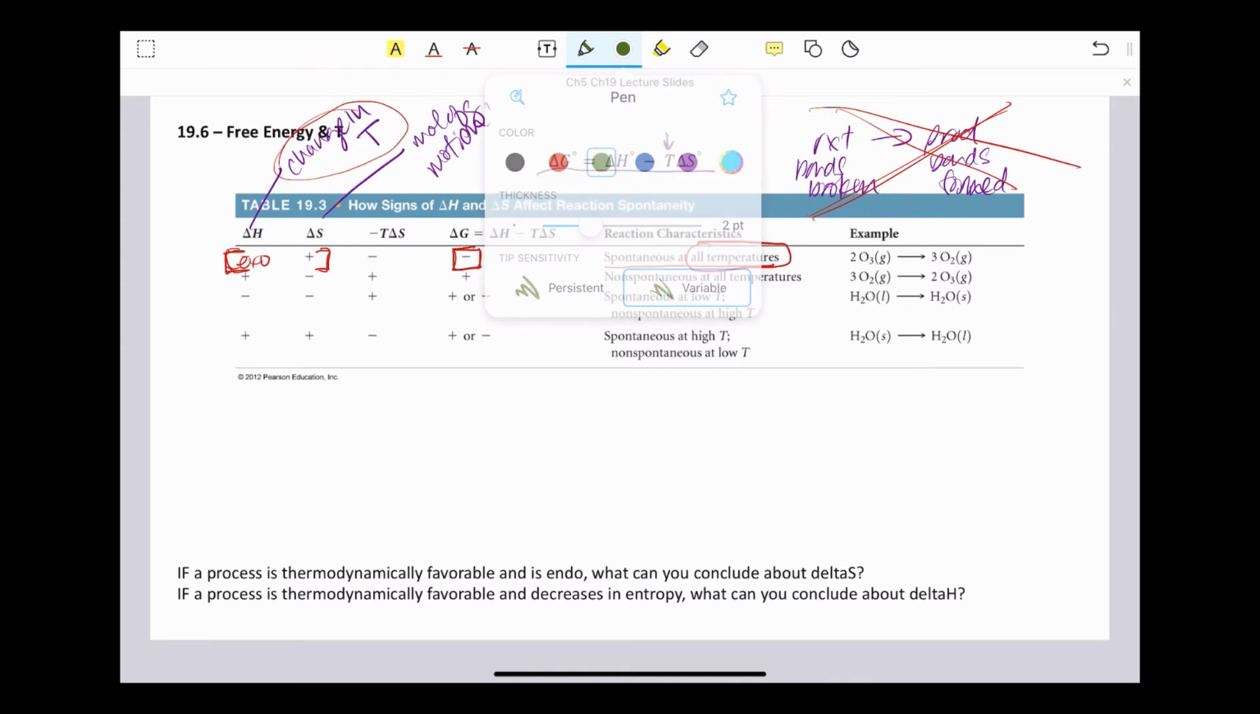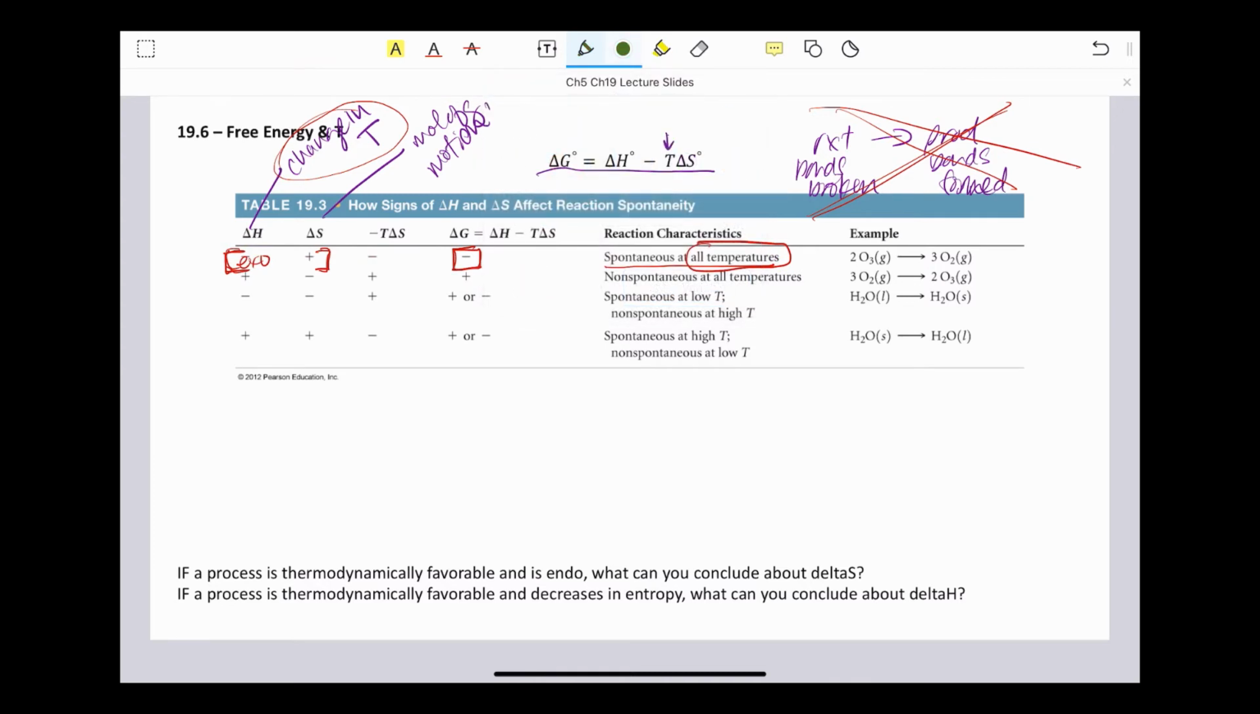In a different scenario, if we have a positive delta H, it means it's endothermic, and it has a decrease in entropy. Endothermic means energy has to be put into it, and negative entropy means it has fewer microstates than it started with.